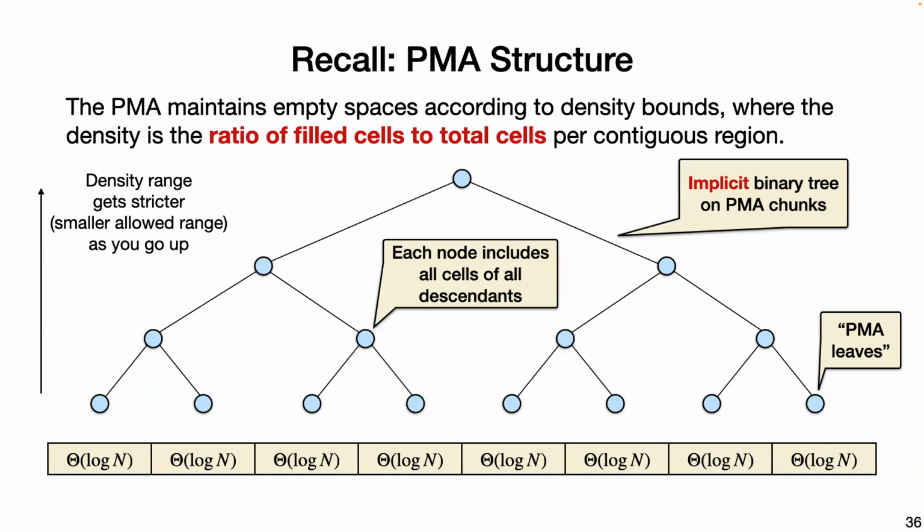Yeah, and density, like I said, is just the ratio of filled cells to total cells. So in a normal PMA, this thing is bounded above by 1. And you maintain this implicit binary tree. Yes, this thing is never actually stored. You could think of this as a tree on the densities: you could see how you would generate it, in parallel, by counting all the cells that you have. And then once you have counted all the leaves, you can go up from there.